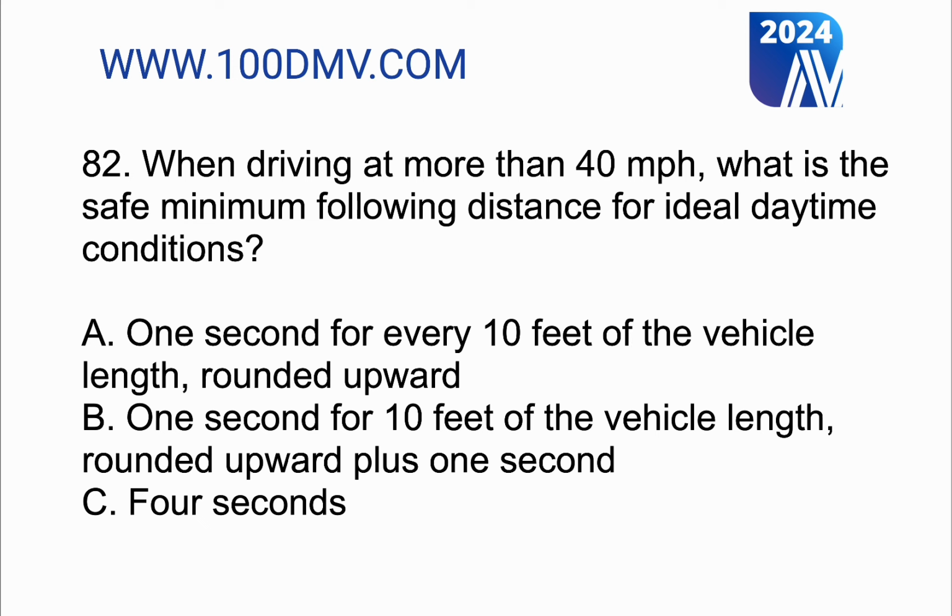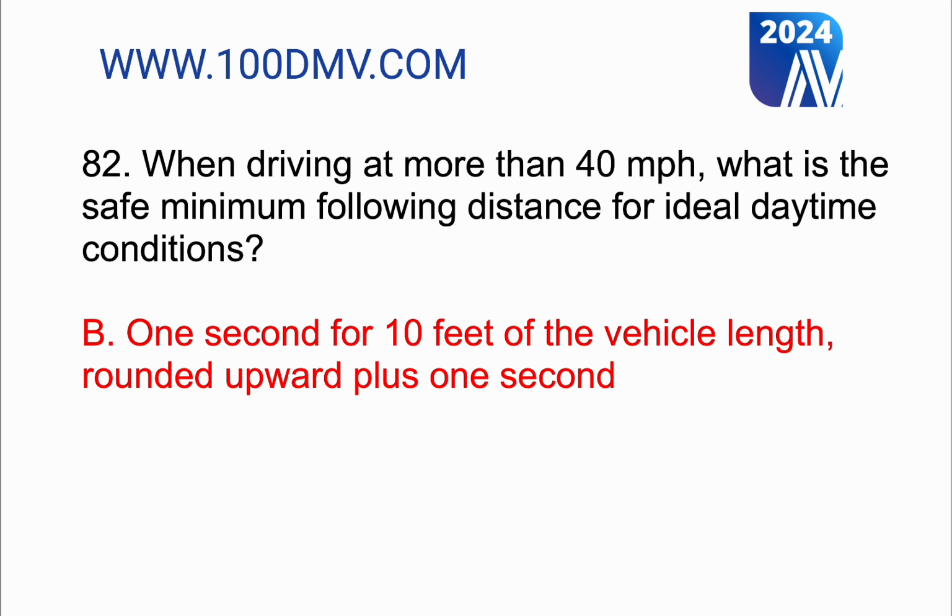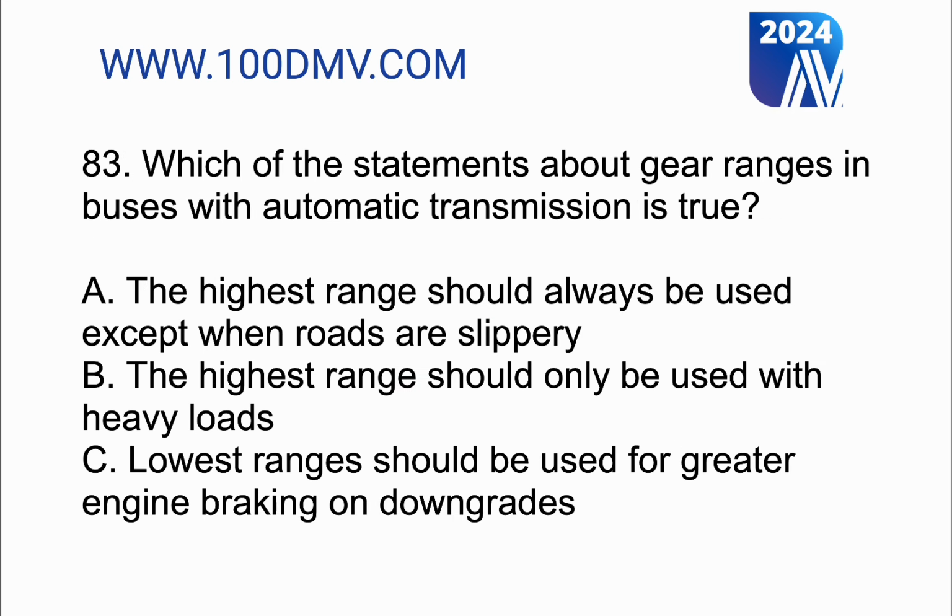82. When driving at more than 40 miles per hour, what is the safe minimum following distance for ideal daytime conditions? A, 1 second for every 10 feet of the vehicle length, rounded upward. B, 1 second for every 10 feet of the vehicle length, rounded upward, plus 1 second. C, 4 seconds. Correct answer: B, 1 second for every 10 feet of the vehicle length, rounded upward, plus 1 second.